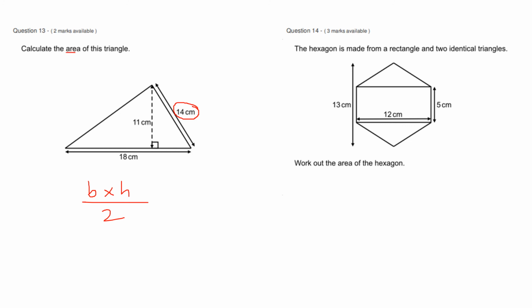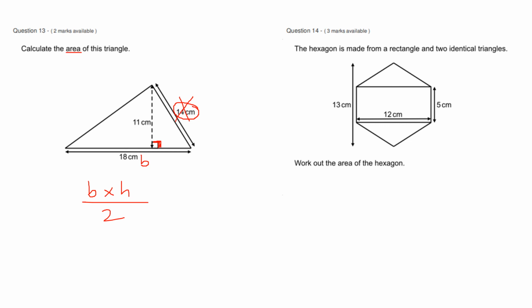We want the base and the perpendicular height. Now perpendicular is just a fancy word we say for right angle. And we can see we've got a right angle here. So it means the height going straight up, like the way we stand, like the way buildings stand. We don't have wonky slanty bits. So you're going to have to do your 18 times 11 and half it.